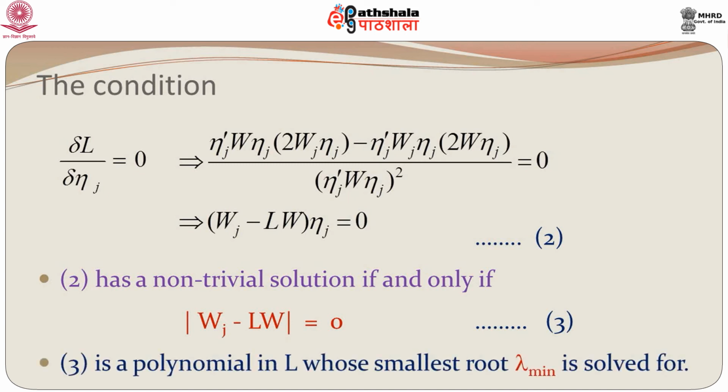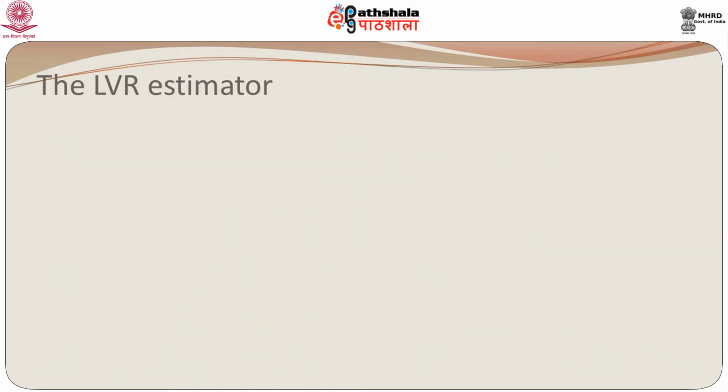Now, if you look at this condition 3, it is a polynomial in L. So, we can solve this polynomial, and this will give us the respective roots. Since we are trying to minimize L, we will look at the smallest root, lambda minimum, and lambda minimum would give us the L value which would actually minimize the ratio.